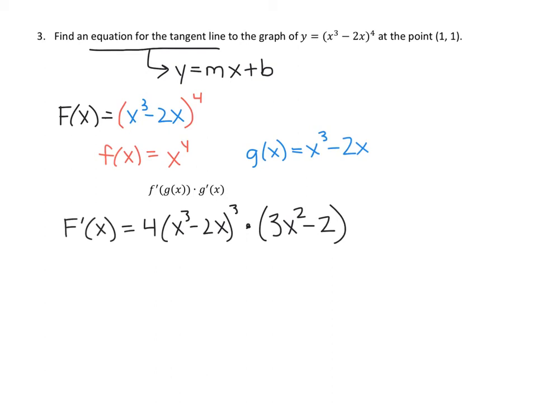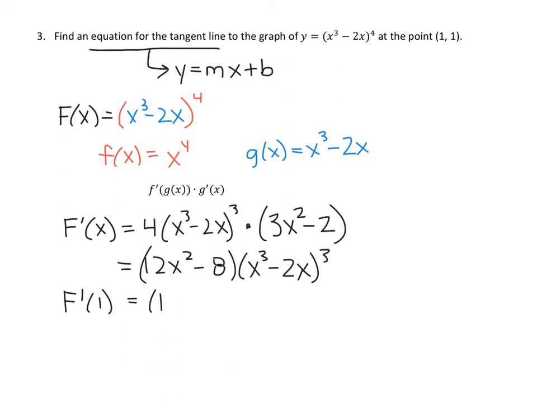Simplify a little bit and we have 12x squared minus 8 times x cubed minus 2x quantity cubed. Now we need to know the slope at the point (1, 1). We need the slope for the tangent line at (1, 1). So we need to plug 1 into the derivative. So we have 12 times 1 squared minus 8 times 1 cubed minus 2 times 1 cubed, which simplifies to give us negative 4.